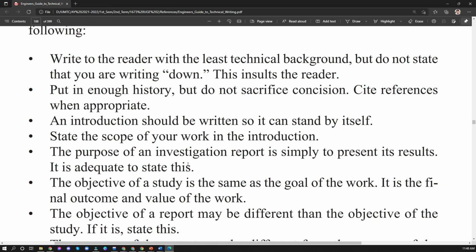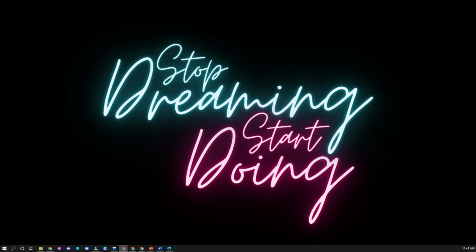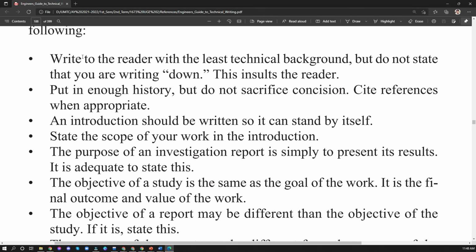So, sa summary sa iyahang report, write to the reader with the least technical background but do not state that you are writing down. This insults the reader. Kinahanglan man ito i-consider kung kinsa ang mga reader. Now, you have to consider kung kinsa itong pinakababa sa inyong mga reader. For example, nagsulat ka og research paper, probably students ang mo-basa, no? So, i-consider nimo nga dili pa sila hawd when it comes to technical terms.